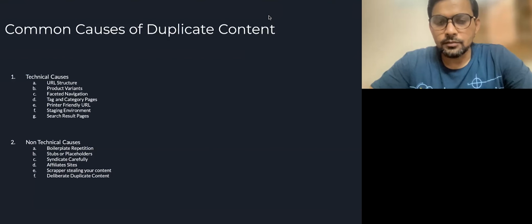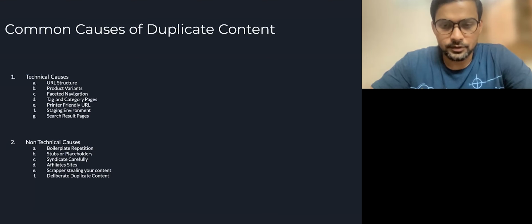Now, let's talk about some of the non-technical causes of duplicate content. Number one, boilerplate content. Boilerplate content refers to standard text, copy, or documents that are used over and over again without making any changes to the original description. For instance, instead of including a large copyright text at the bottom of every page, you may consider including a very brief description with a link to a page with more details.